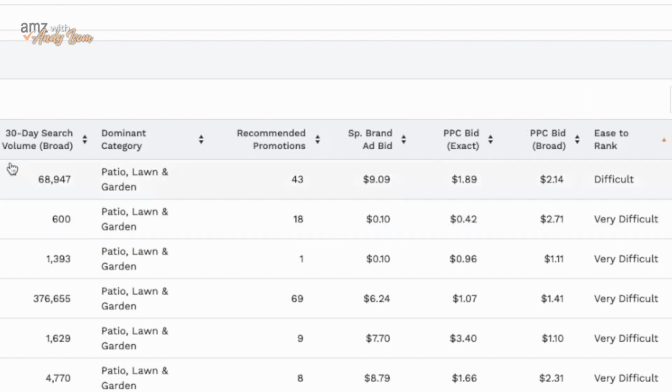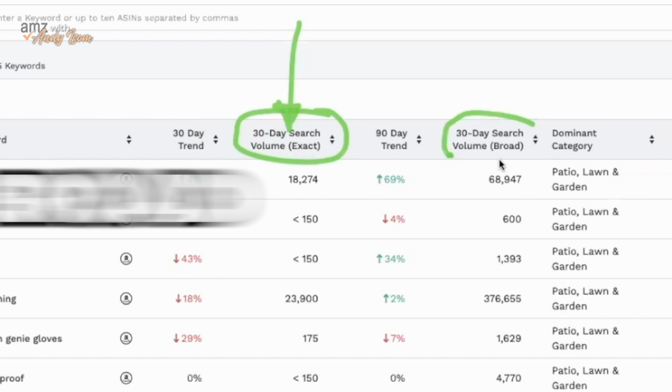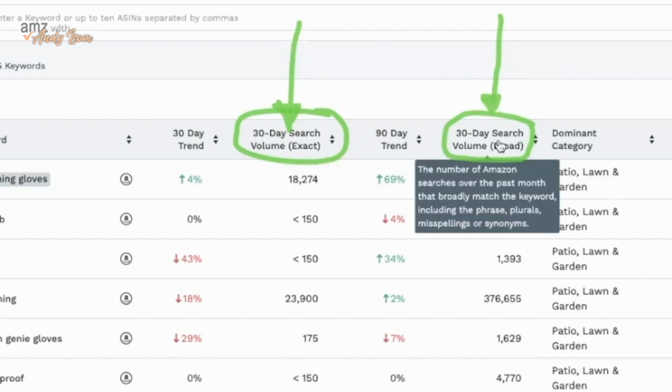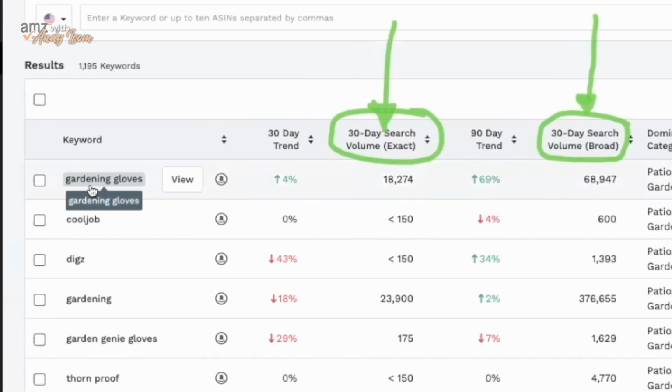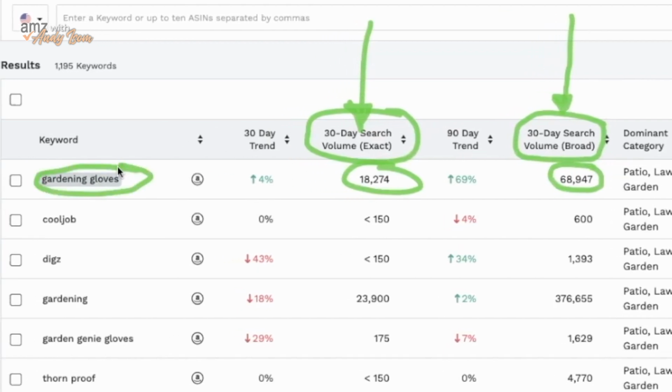So we've got search volumes. We've got the exact search volume, but we can also see broad search volume. Like with Amazon advertising, you've got exact match keywords and broad match keywords. So this would be broadly used variations of the keywords, synonyms, misspellings, keywords that include that phrase, very broad searches that are relevant to gardening gloves. While the exact term gardening gloves gets 18,000 searches a month, there's 68,000 searches that are all related to gardening gloves, closely enough related that it would be relevant to this specific product.